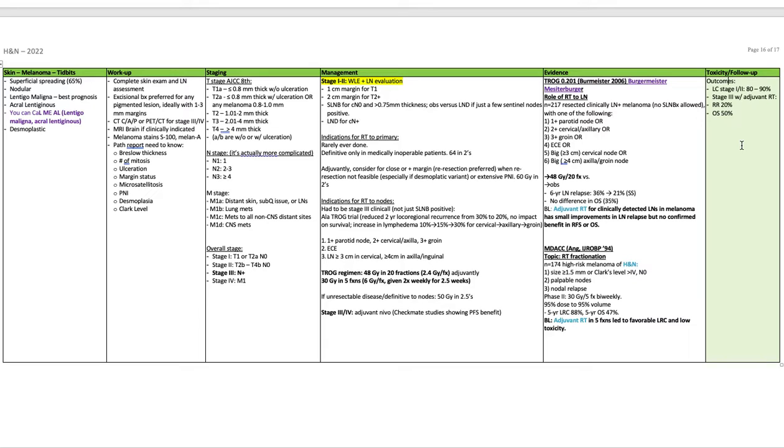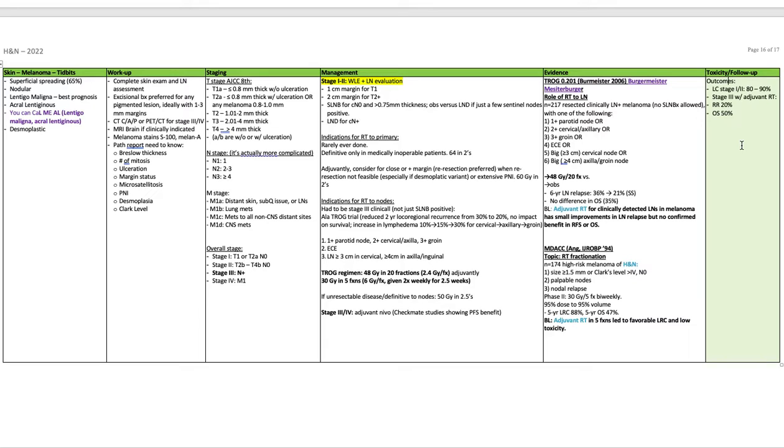The indications for radiation are 1 positive parotid node, 2 positive cervical or axillary nodes, or 3 positive groin nodes. Alternatively, extracapsular extension or a lymph node greater than or equal to 3 centimeters in the cervical region or greater than or equal to 4 centimeters in the axillary inguinal region.